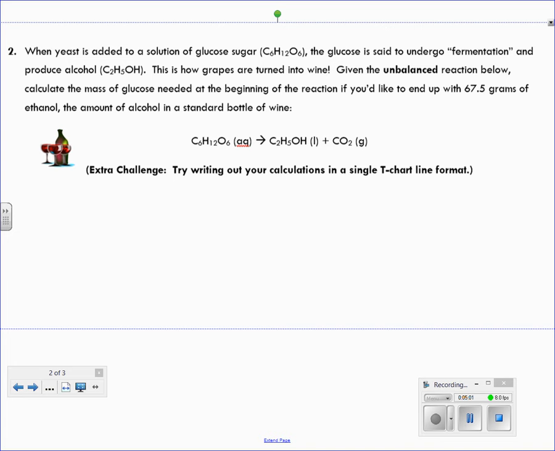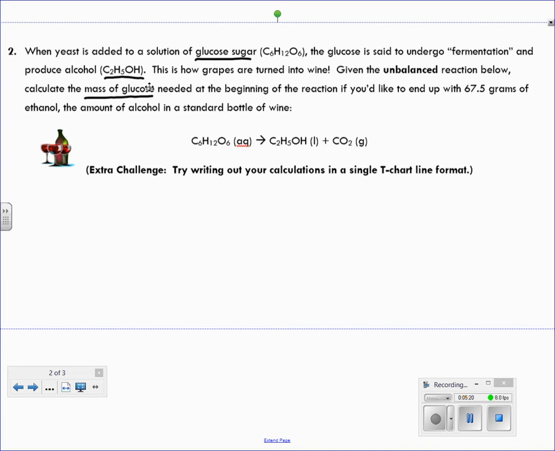When yeast is added to a solution of glucose sugar, C6H12O6, the glucose is said to undergo fermentation and produce alcohol. Yay, when you're 21! This is how grapes are turned into wine. Given the unbalanced reaction below, calculate the mass of glucose.